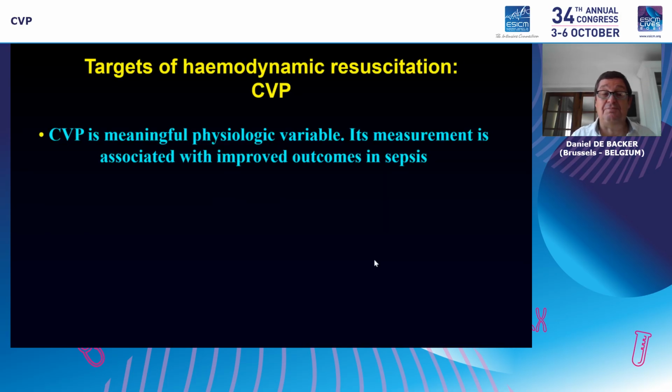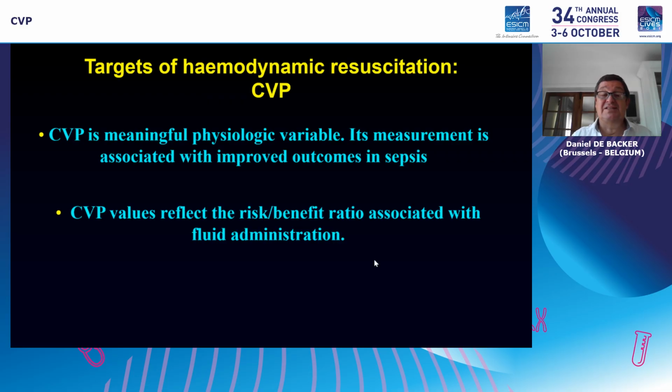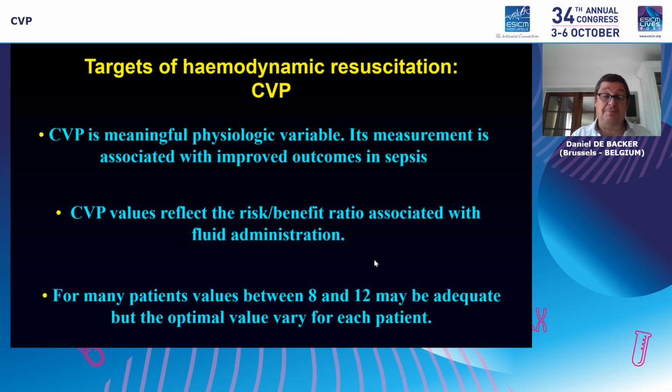So at the end, CVP is a meaningful physiologic variable. Its measurement is associated with an improved outcome in sepsis. CVP reflects the risk-benefit ratio associated with fluid administration. It does not predict nicely the response to fluid, but it reflects the risk-benefit of fluid. And just for this, it's very important to measure CVP.